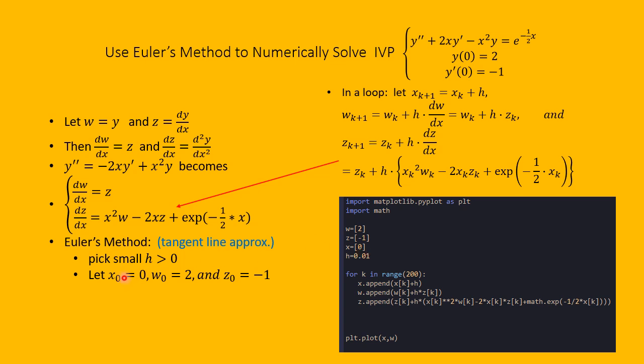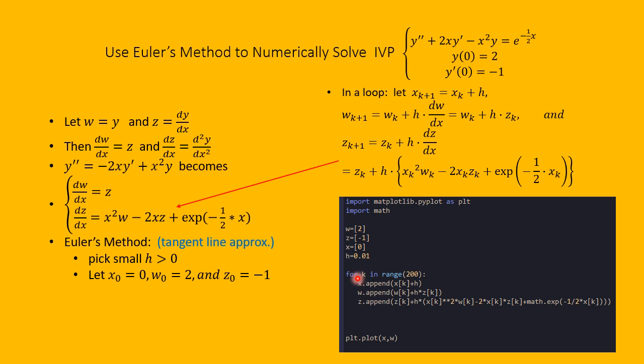X equals 0 corresponds to x naught equals 0. Remember when you have lists here, this is the 0th element of the list w. This is the 0th element of the list z, and so forth. As time goes on, we're going to increase the length of these lists. The h that we saw in this algorithm, like right here, we're going to set that equal to 0.01.